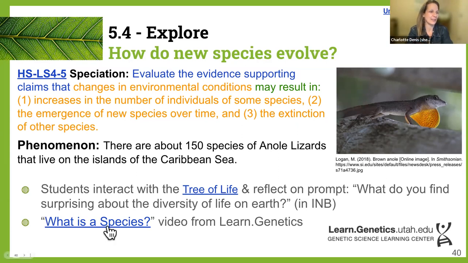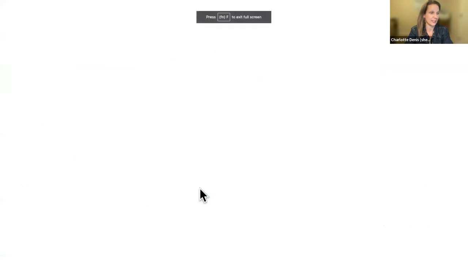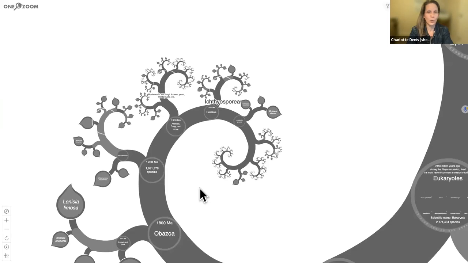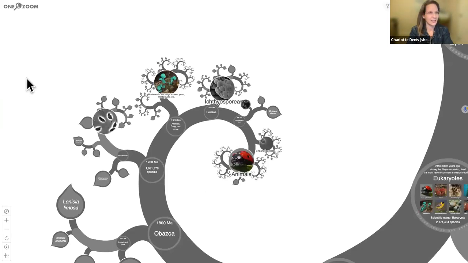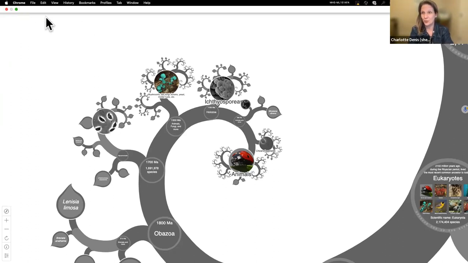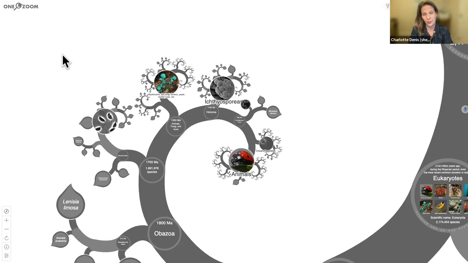But we start out with the idea of speciation by looking at this thing called the tree of life. And I don't know if any of you have used this before. I would love to figure out a way for us to incorporate it more. You do have to be careful when you're searching for this tree of life, because sometimes you end up with things that are not science. So make sure that you're searching for OneZoom tree of life or clicking on a link that we've provided to you. But what we see here is the base of the tree of life, right?